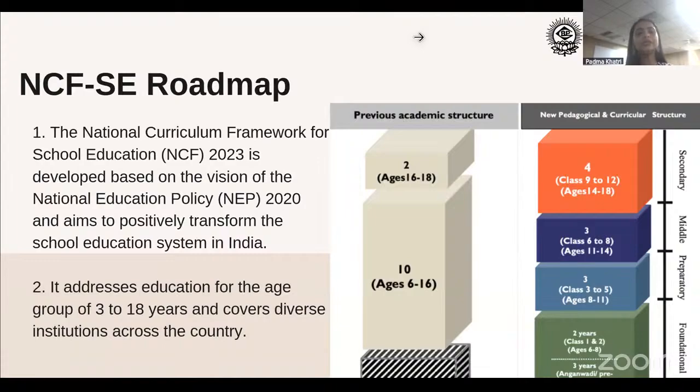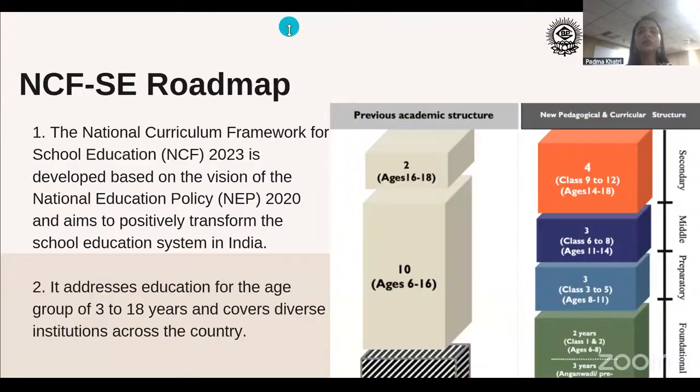It is focusing on the conceptual understanding rather than content memorization. Skill-based learning, overall development of the children, physical, spiritual, intellectual, right? Creativity, the 4 C's. Yes, correct. So based on these aspects, NCF was revised, right?